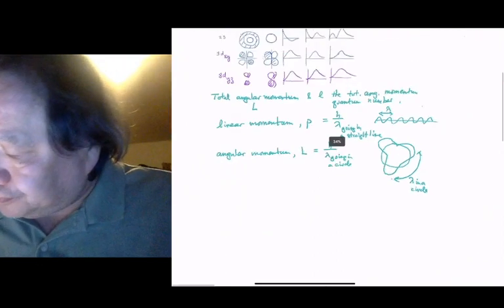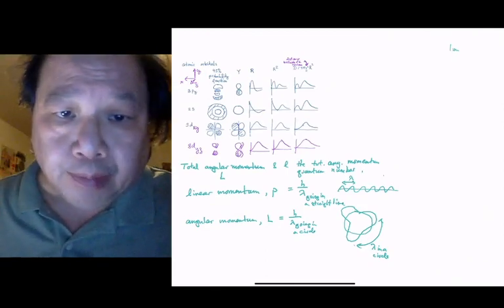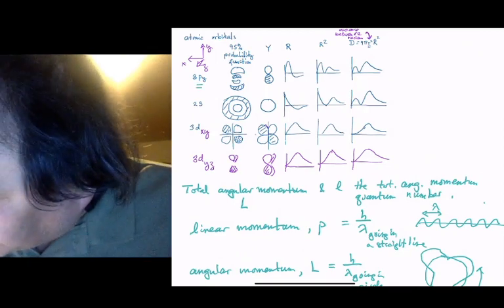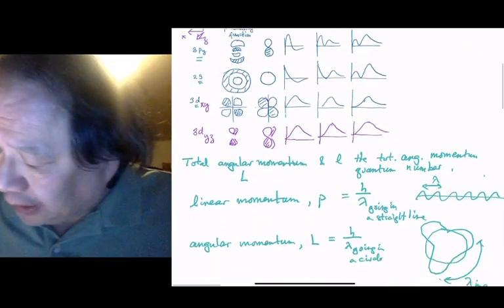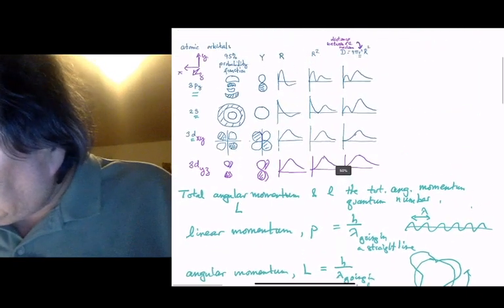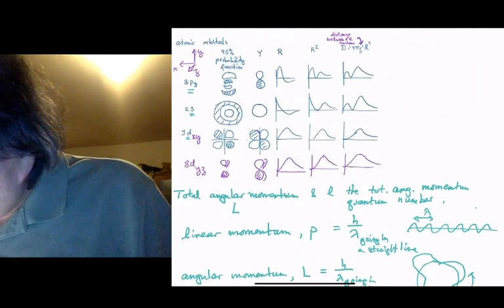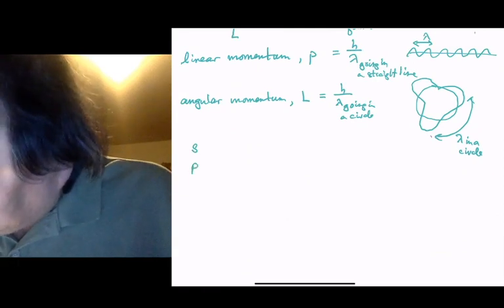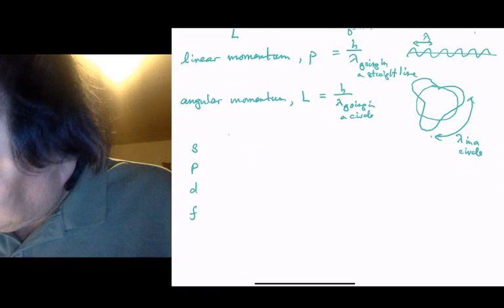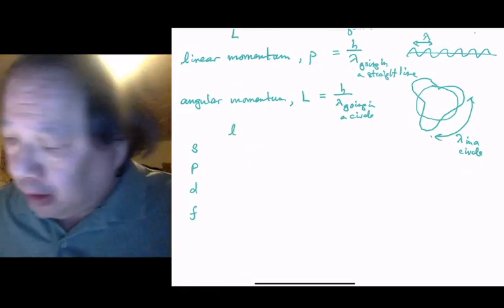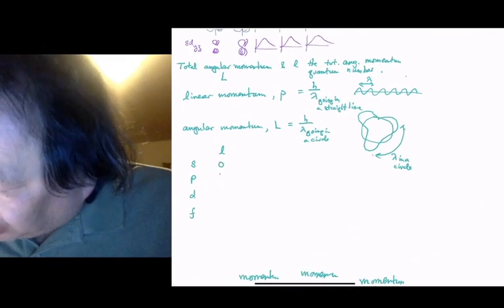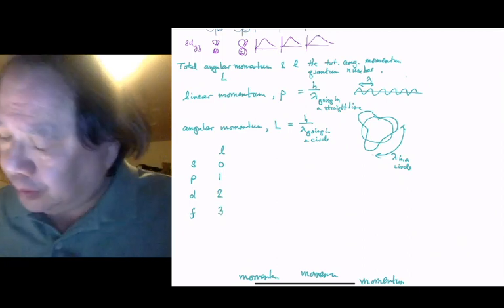It turns out that the total angular momentum quantum number is determined by the letters: the S letter, the P letter, and the D letter. I'll put it right here. For S, P, D, and F, L, which is the total angular momentum quantum number, is 0, 1, 2, and 3.